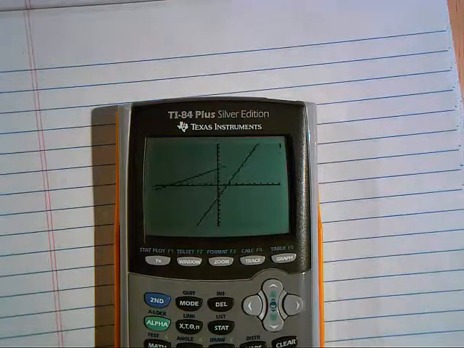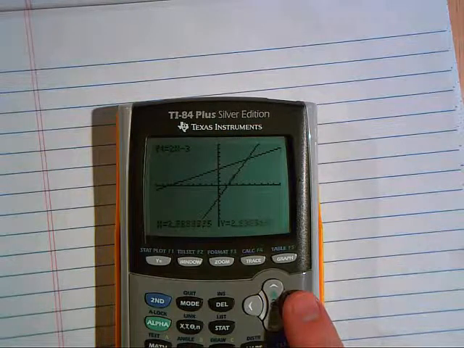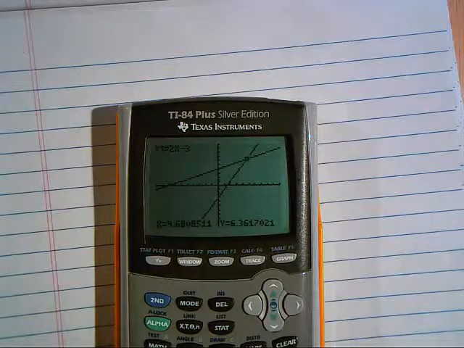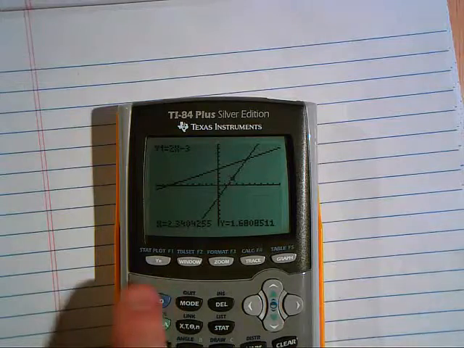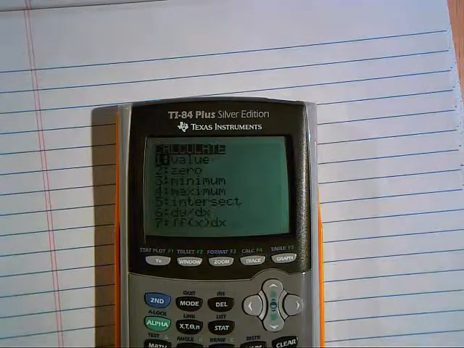And one of the students recommended using trace. So I can push the trace, and I can use my arrows, and I can move really quite close. But I can't get exactly right on that spot. So there's a better way. The better way is to push second, and then the trace button, which gives you the calculate menu.